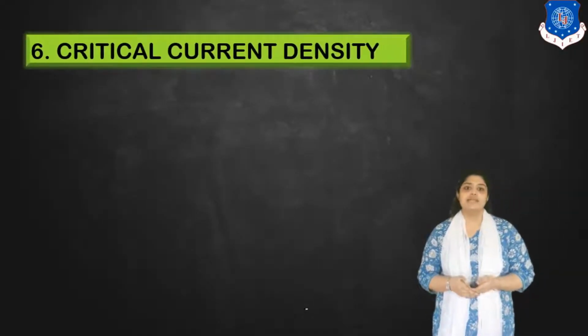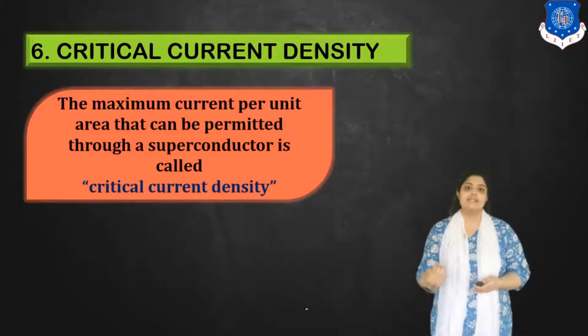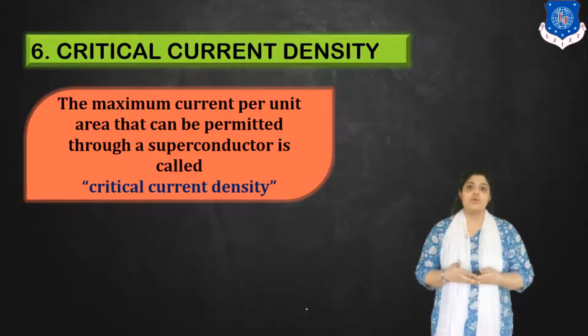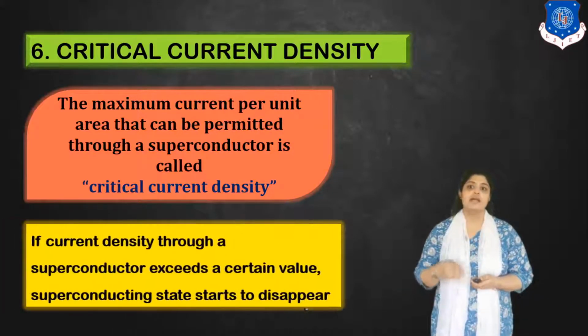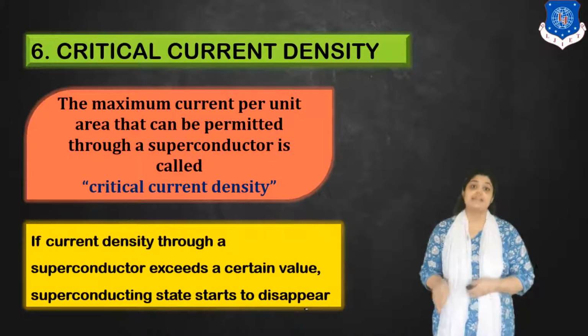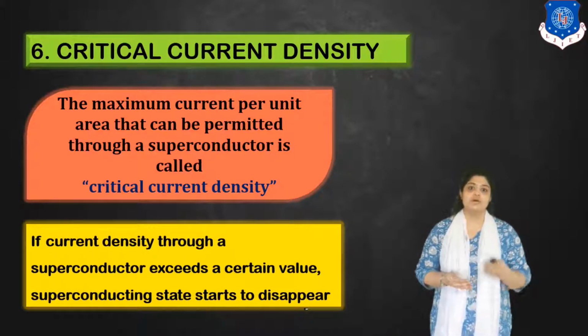Moving on to the next property, that is critical current density. What do we mean by current density? It is defined as the current flowing per unit area. Critical current density is the maximum current per unit area passing through a superconductor without destroying its superconducting state. If the current density through a superconductor increases, its superconducting state can again be lost.